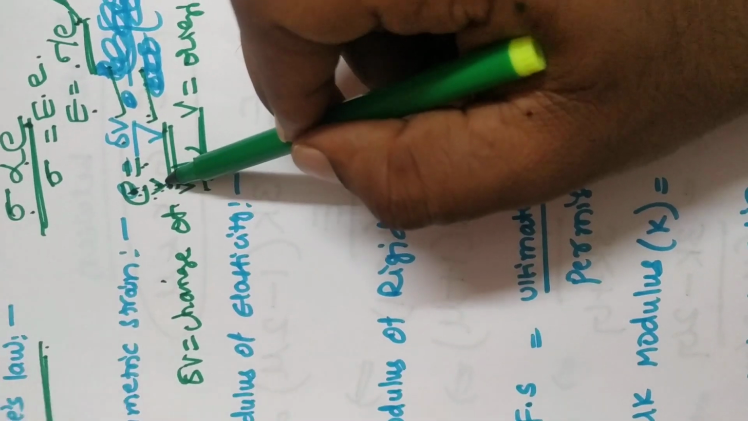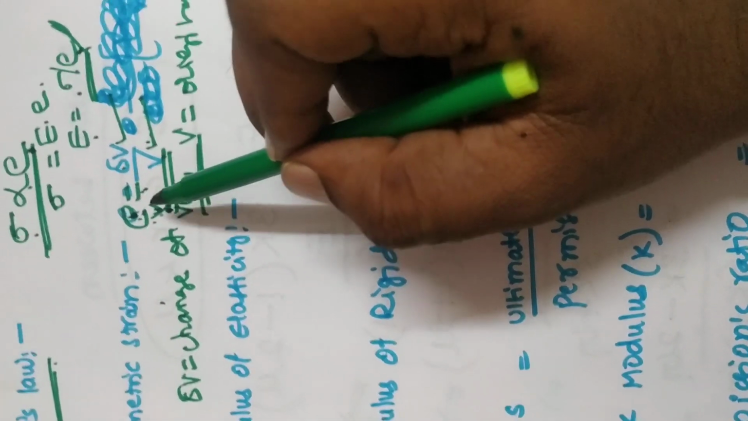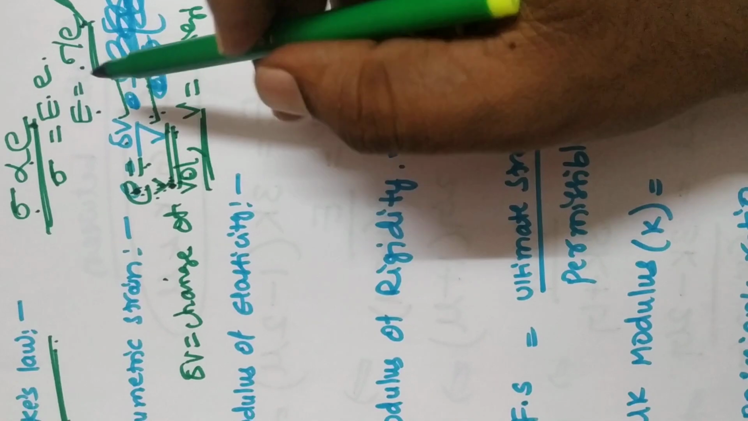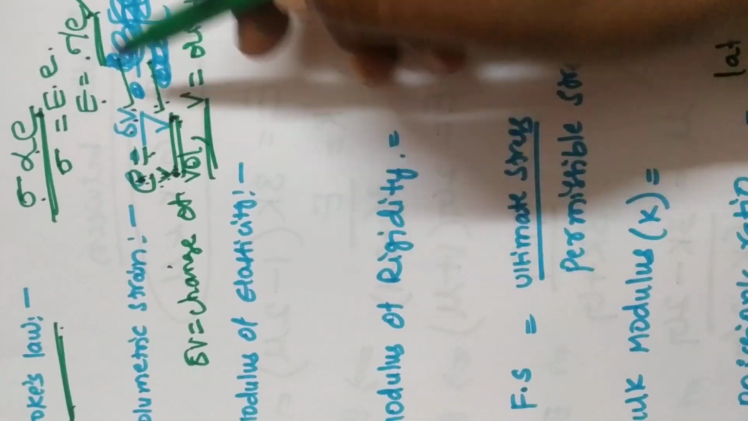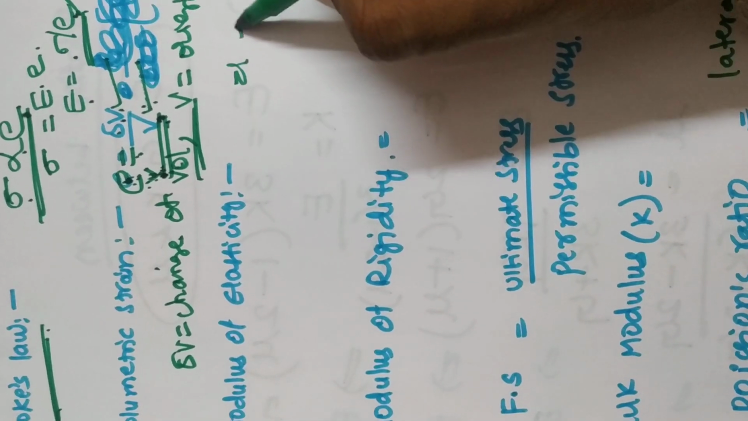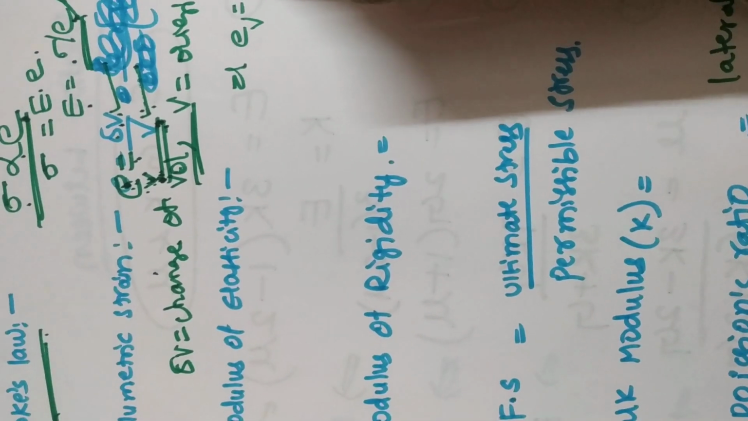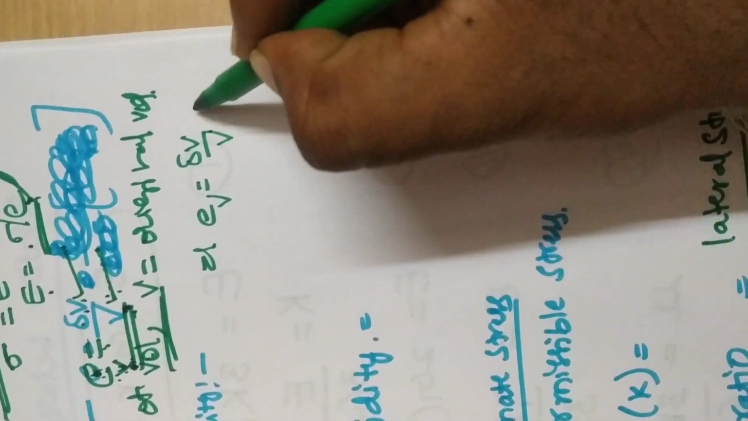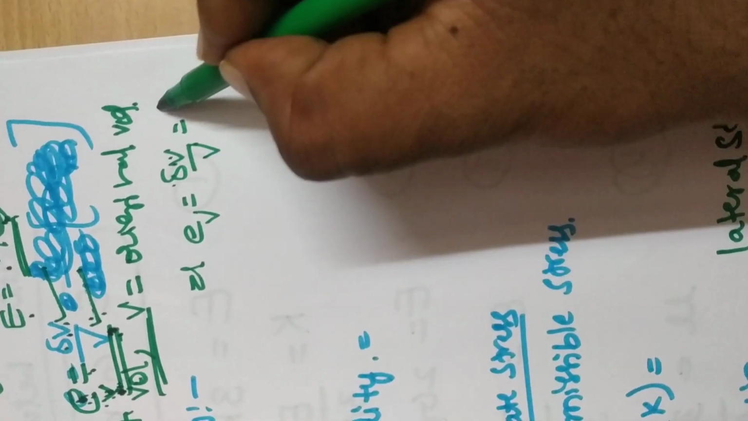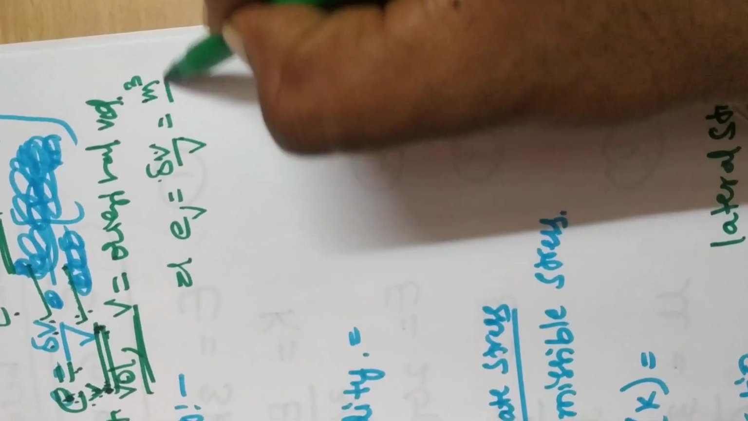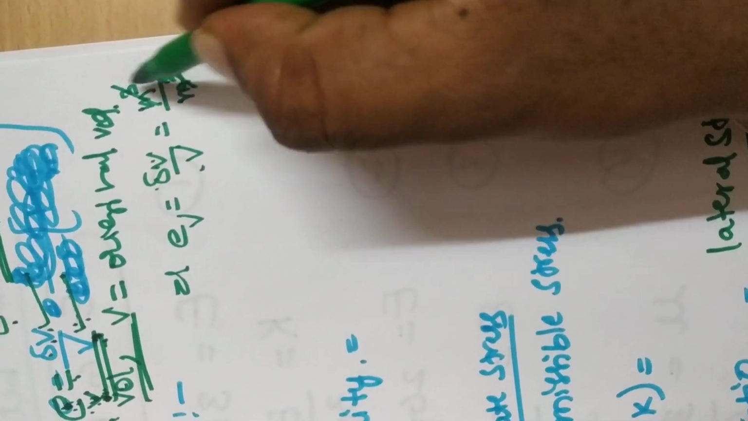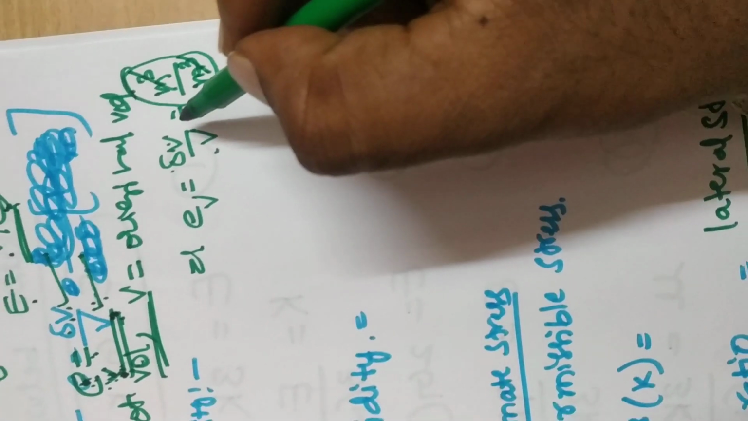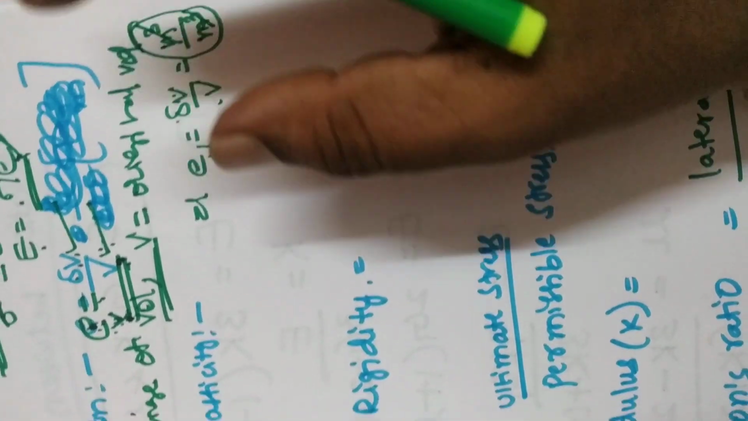What are the units for volumetric strain? There are no units for volumetric strain. Let us take one example: e_V equals delta V by V. Delta V, change of volume, is meter cube, and the volume is also meter cube, so meter cube cancels. So there are no units for volumetric strain.